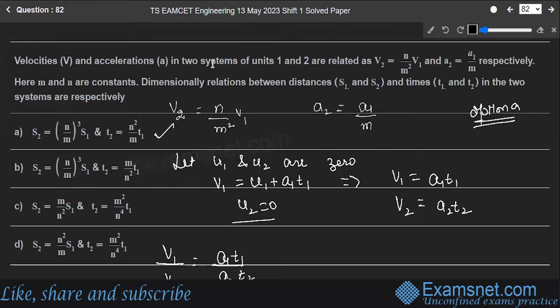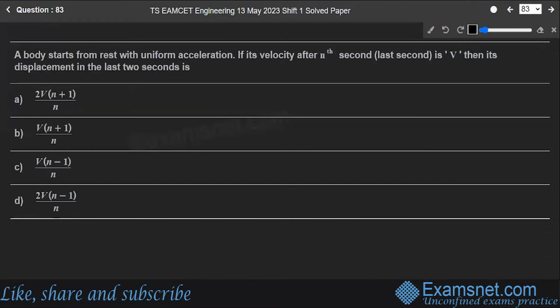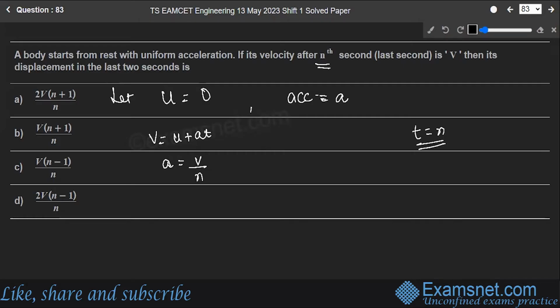Hope you understood that. Let's move to the next question. A body starts from rest with uniform acceleration. If the velocity after the nth second, the last second, is v, then the displacement in the last 2 seconds is. Select the initial velocity u is equal to 0. Then the acceleration you are given is equal to a. Using v is equal to u plus at, because u is equal to 0 and at the nth second I'm taking the time as n seconds, a will be equal to v upon n.